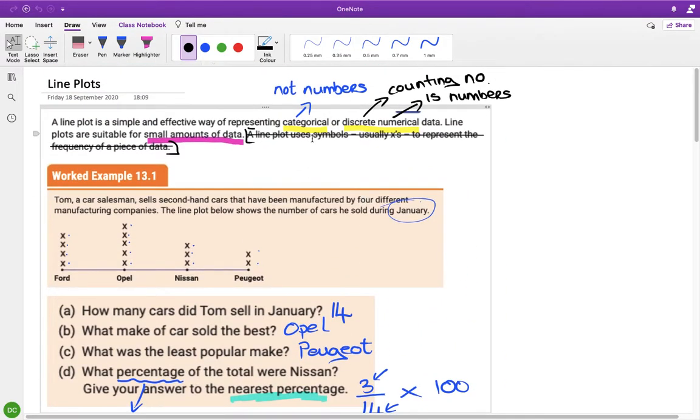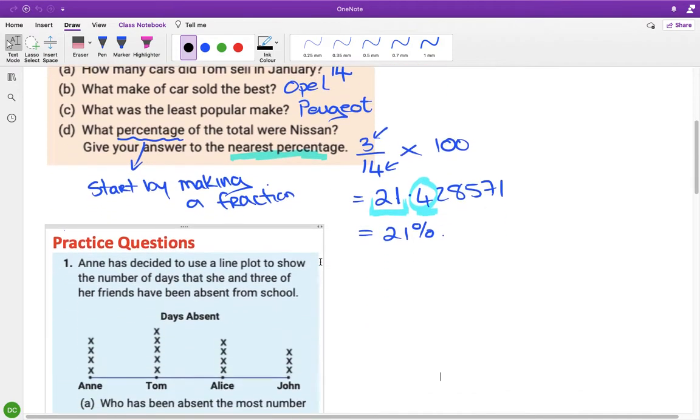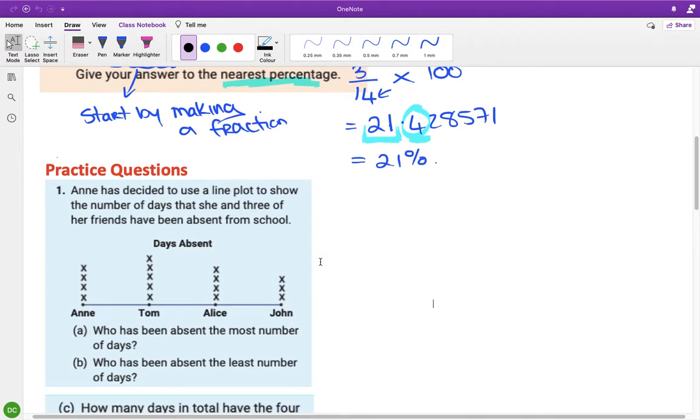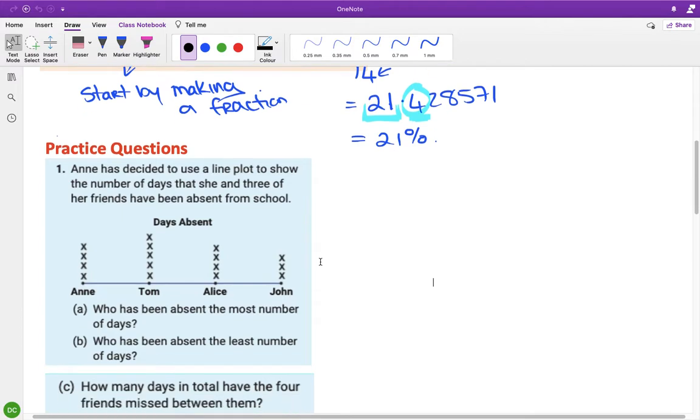So the other day we did line plots, and Tuesday. So I just want to go through these practice questions. I saw a couple of people are uploading their practice question solutions to Schoology. That would be great if we could do that, so at least I can see how you're getting on.